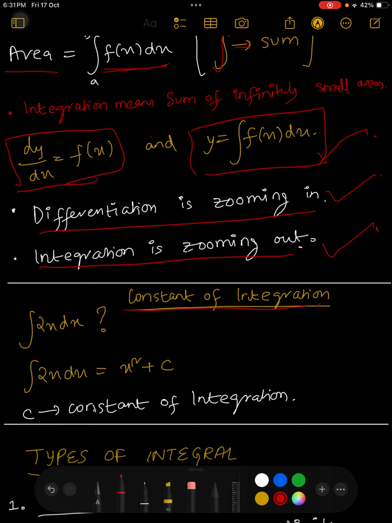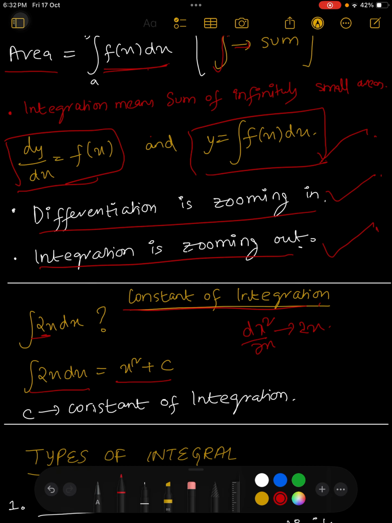Now we'll learn about the constant of integration. So we have been given: what is the integration of 2x dx? This means we are trying to find the function whose derivative is 2x. Can you tell a function whose derivative is 2x? It's easy, right? x square's derivative is what? 2x. So we know the derivative of x square is 2x, right? So the answer is x square. So the integration of 2x dx is x square.